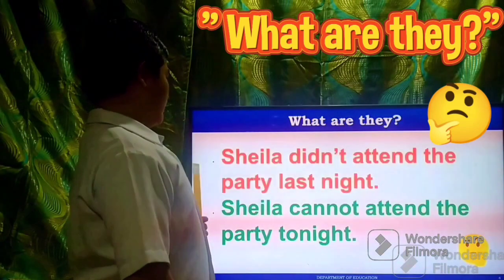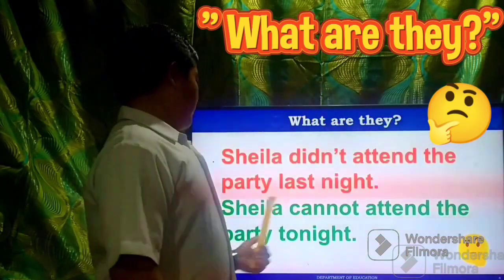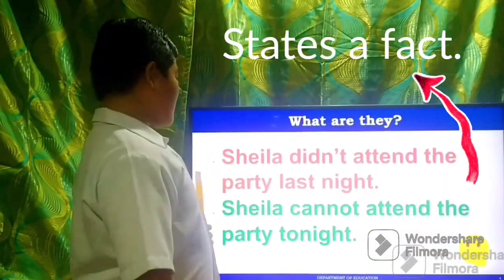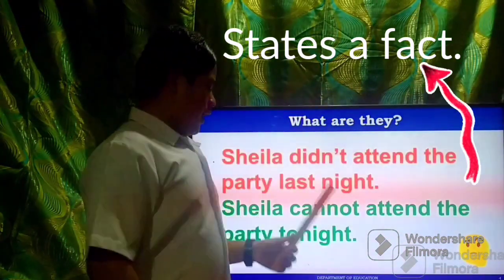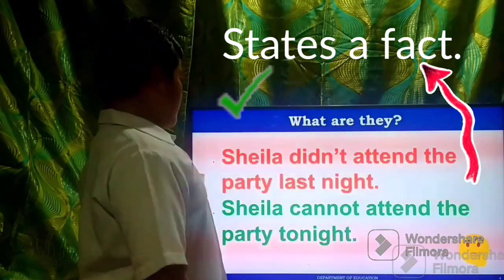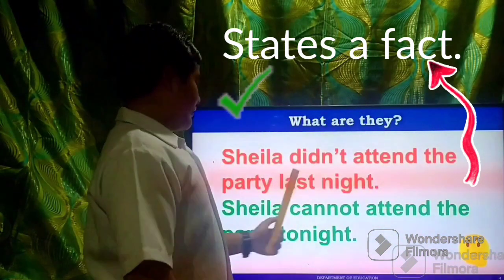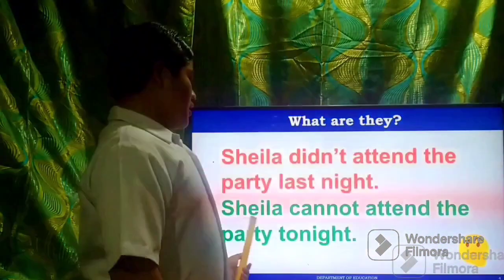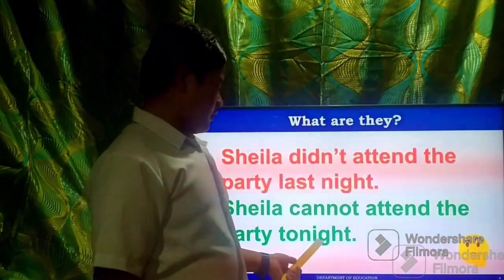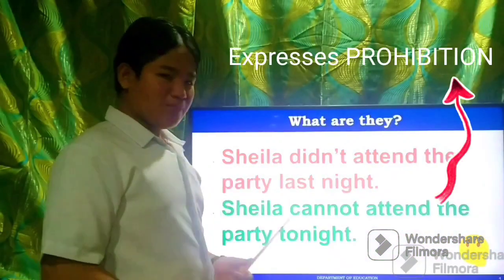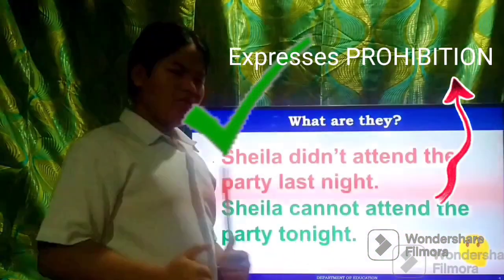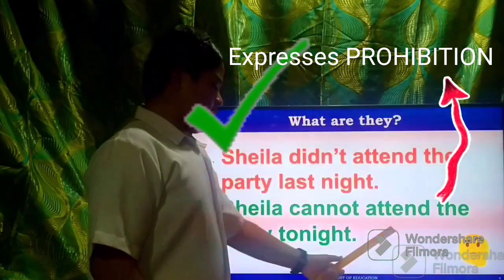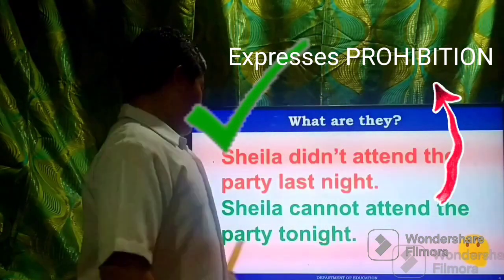In sentence number 1, Sheila didn't attend the party last night. If your answer is sentence number 1 states a fact, you are correct that Sheila didn't attend the party last night. How about sentence number 2? Sheila cannot attend the party tonight. If your answer is it expresses prohibition, you are correct. Sentence number 2 expresses prohibition that Sheila cannot attend the party tonight.